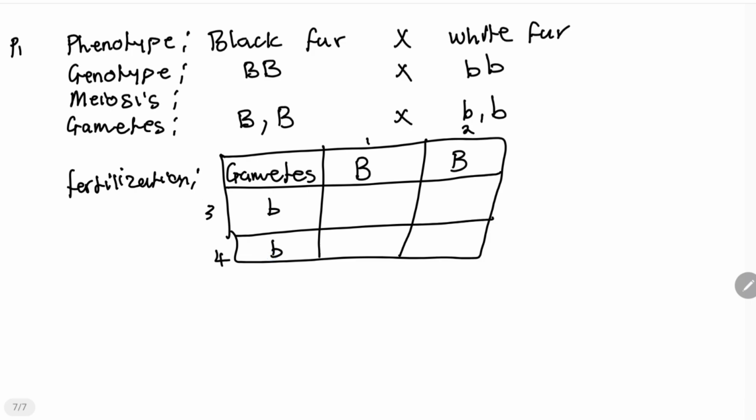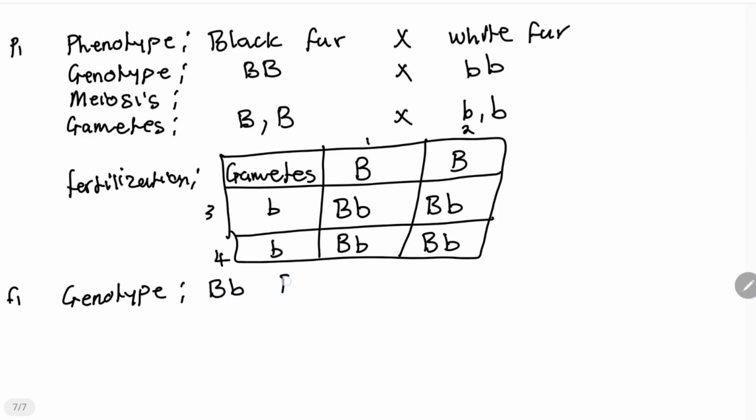Now when box 1 and 3 combine, they're going to give me capital letter B, small letter b. When box 1 and 4 combine, they're going to give me capital letter B, small letter b. When box 2 and 3 combine, capital letter B, small letter b. When box 2 and 4 also combine, capital letter B, small letter b. Now below fertilization, I write F1. In front of F1, genotype. I simply copy the genotypes there: capital letter B, small letter b, four times. Below genotype now comes phenotype.